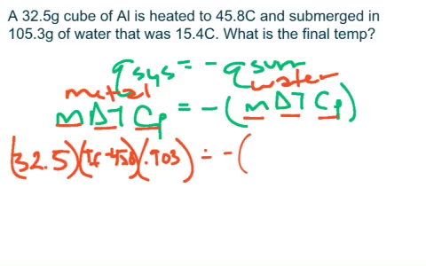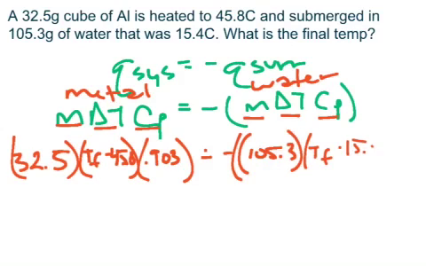On the other side, we have water, so we have 105.3 grams. We don't know TF, but we know it started at 15.4. And then the specific heat of water is 4.18. Okay, so now it's all about algebra. You do have to remember to distribute the negative. Once you get everything worked out, we're going to end up with numbers on each side. So let me just pause here for a minute and calculate some of this.